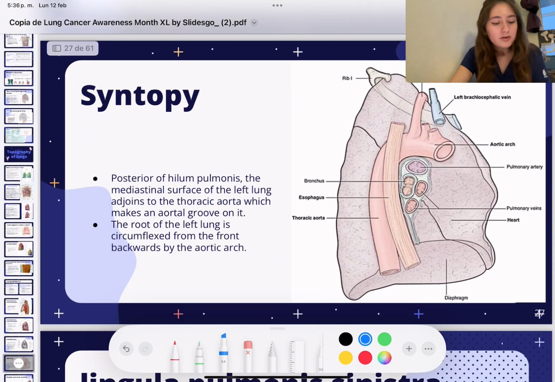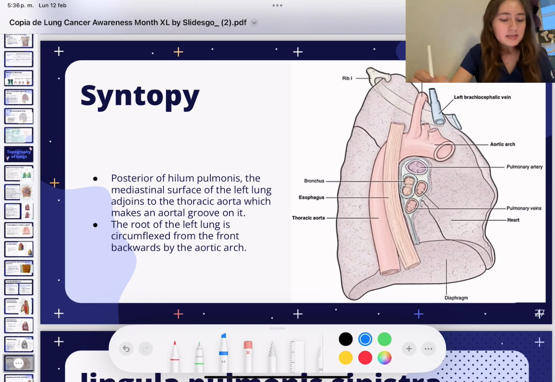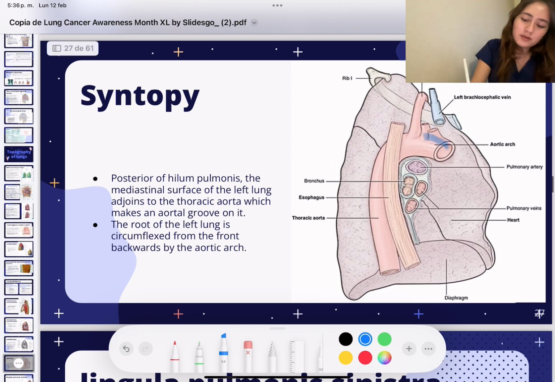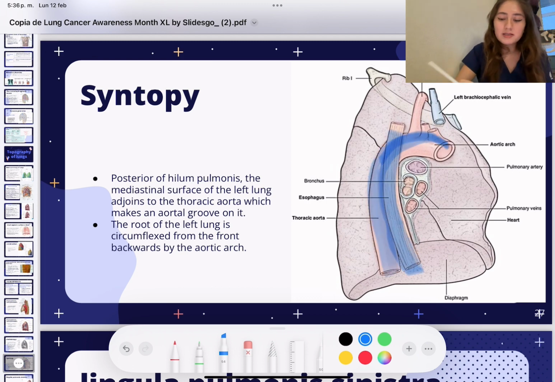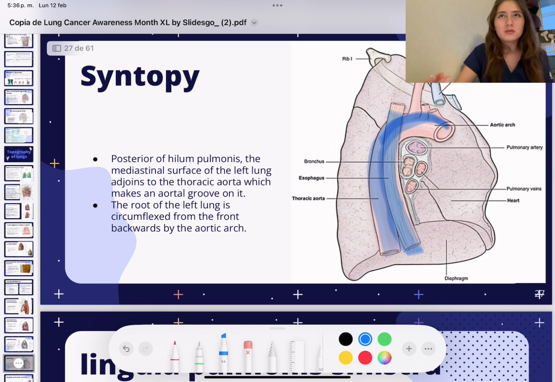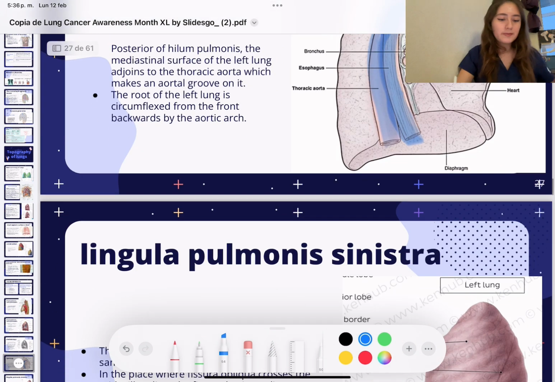Syntopy of the left lung. Posterior of the hilum pulmonis, the mediastinal surface of the left lung adjoins to the thoracic aorta, which makes an aortic groove on it. The root of the left lung is circumflexed from the front backward by the aortic arch. So we see that we have the aortic groove and the esophageal groove, because the aorta is attached to the lung, and it also helps in the blood supply of it.